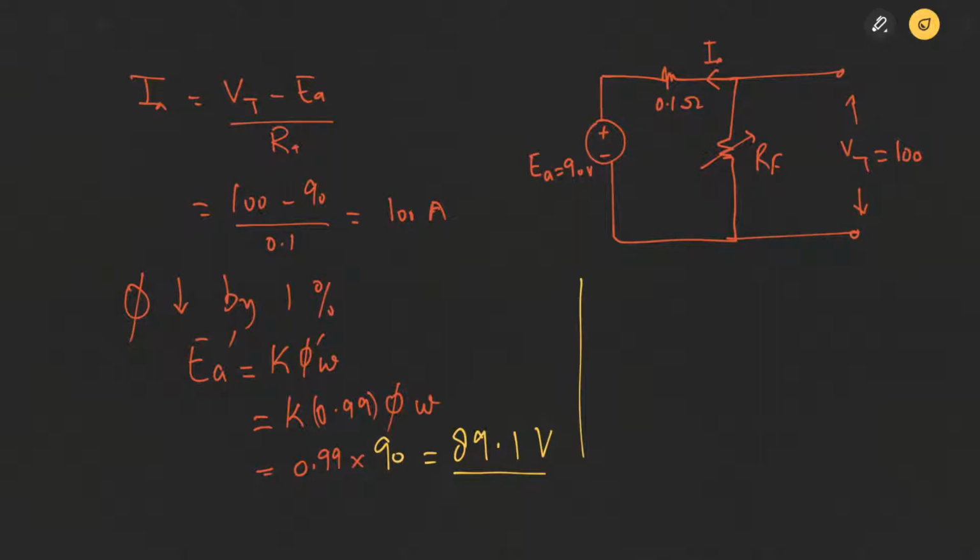That means our new armature current will be 100 minus 89.1 divided by 0.1, that's equal to 109 amperes. Fine. So initially our armature current was 100 amperes. Now our armature current has increased and it has become 109 amperes. So how much increase in the armature current have we obtained?